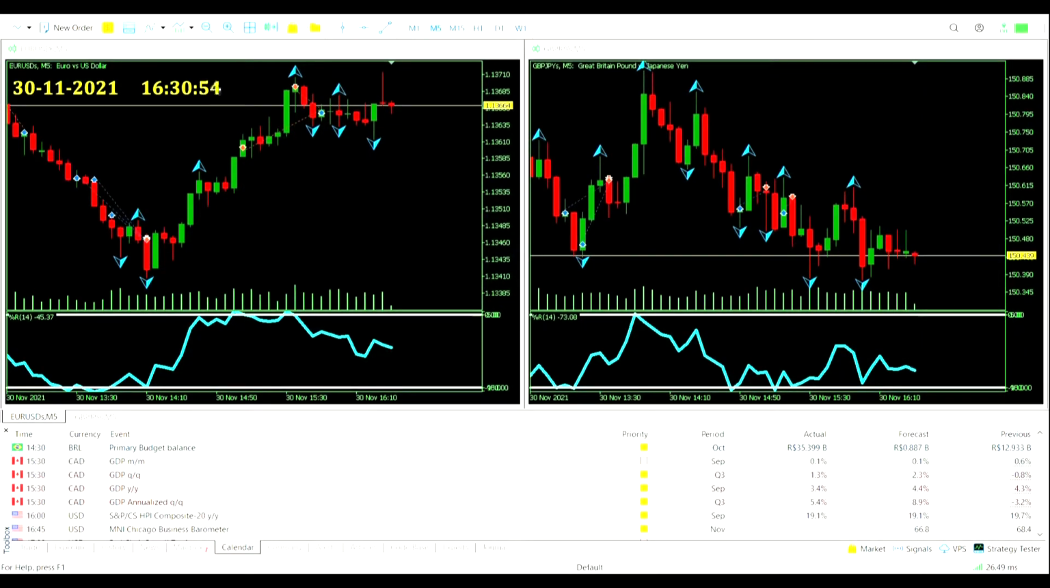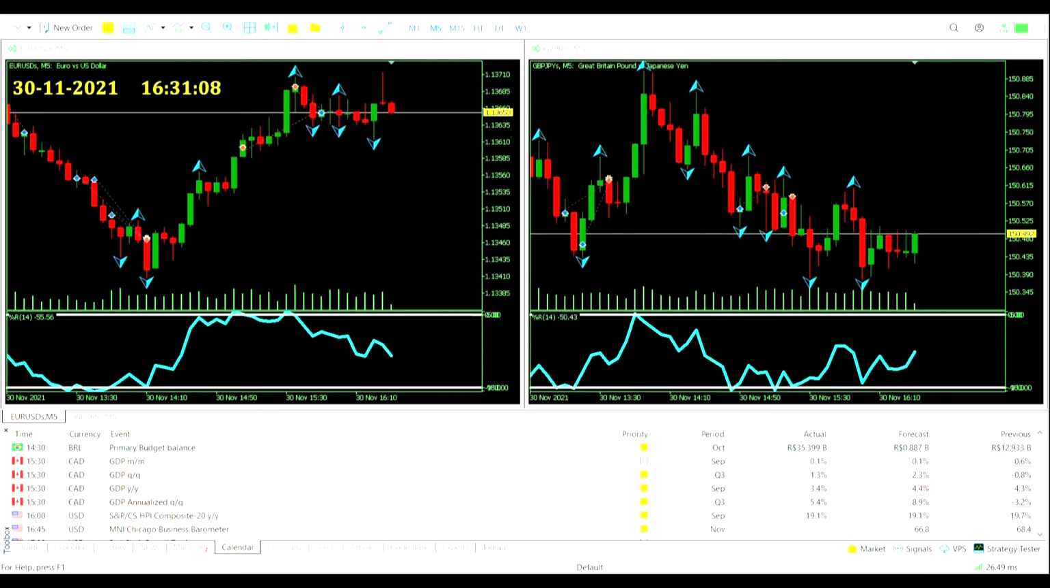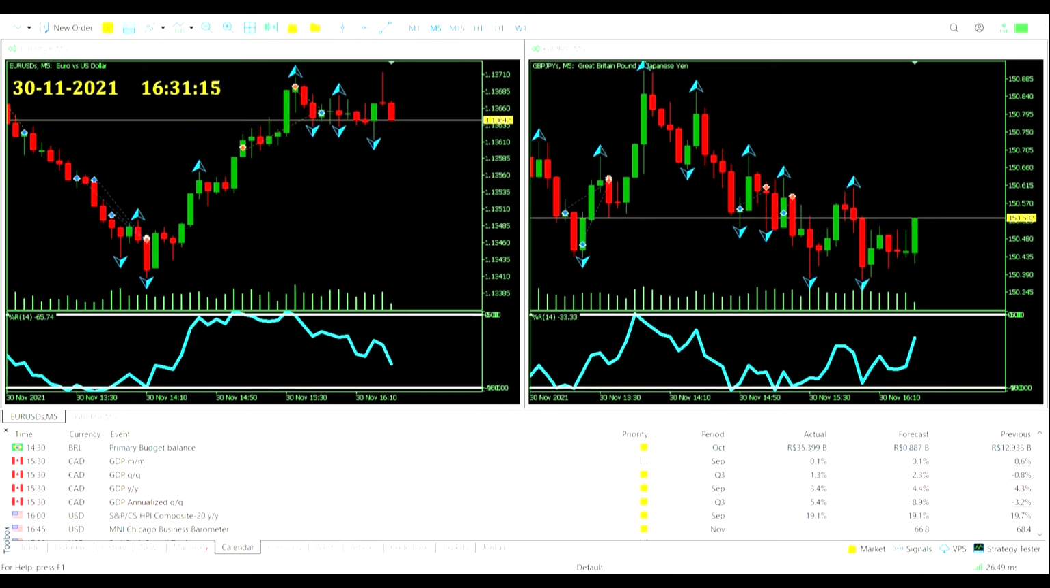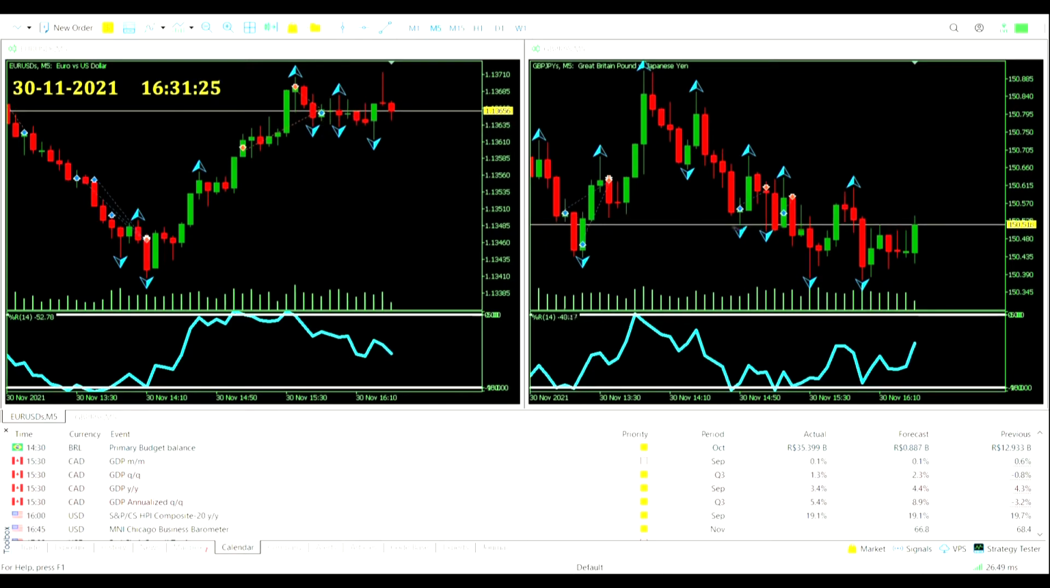Economic numbers, GDP for Canada, month on month 0.1% actual against 0.1% previous. Quarterly 1.3% actual against 2.3% forecast. And yearly 3.4% against 4.4%. Overall, not great. I don't think it's going to cause any major moves in the market though. Certainly not for the currencies we're trading.